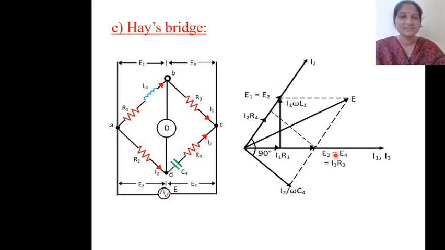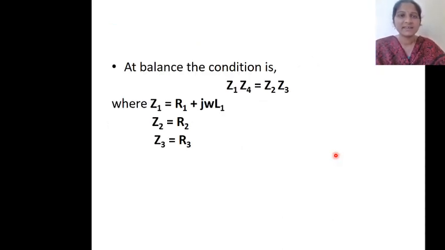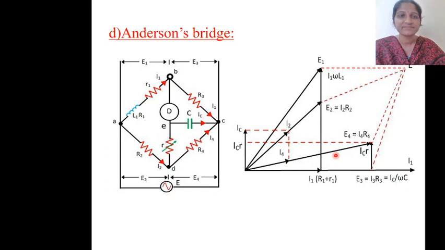Next one is Anderson bridge. So this is the Anderson bridge. The advantage of Anderson bridge is you can calculate the value of any small inductance also. Any small inductance value also you can find out using the Anderson bridge.